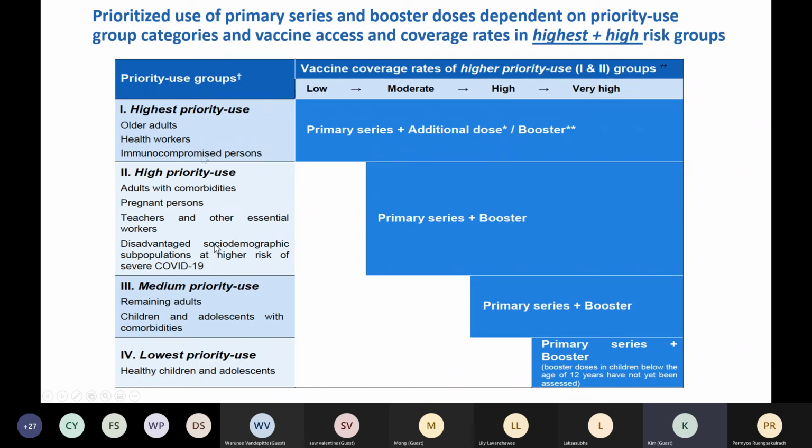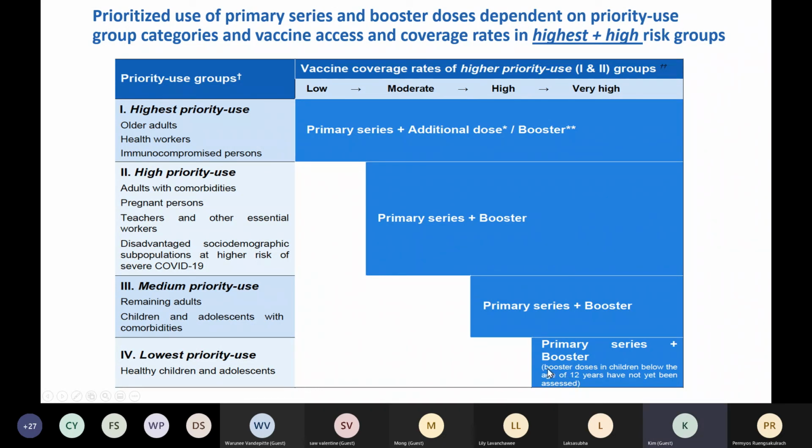What they're basically saying is that your highest priority should be given to these high-risk people, then to people with comorbidities, pregnancy, and then other essential people like teachers and frontline workers. Then disadvantaged socioeconomic populations, socio-demographic populations, which represents minority groups. In Australia, this refers to the Indigenous Australian Aborigines. I think in other countries, there are particular groups like this who are at high risk. And then you have the medium risk of adults or children with some comorbidities. And at the very last is children.